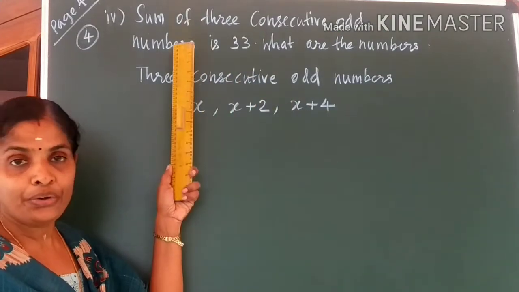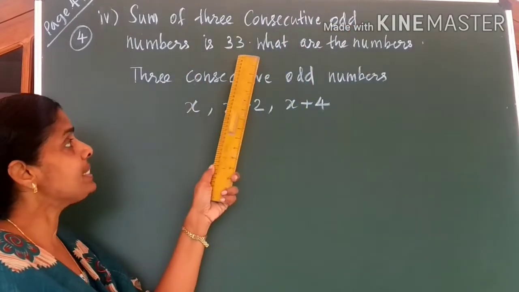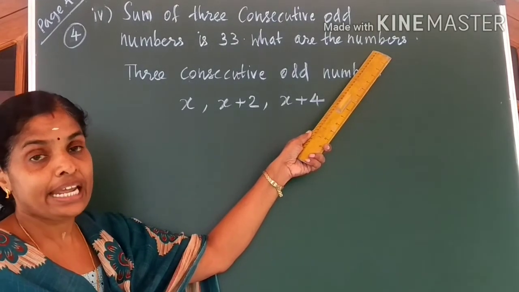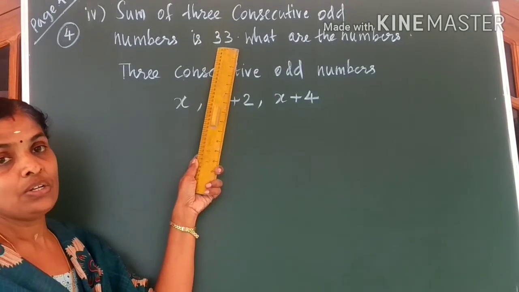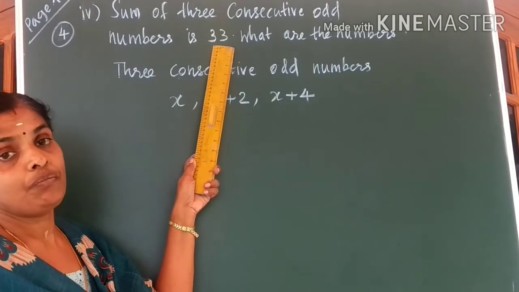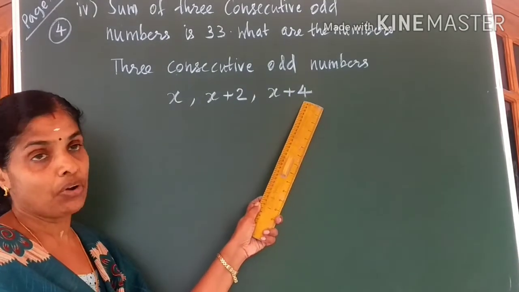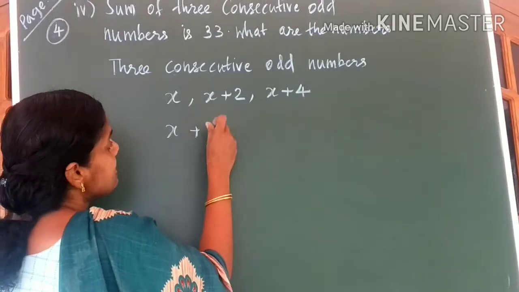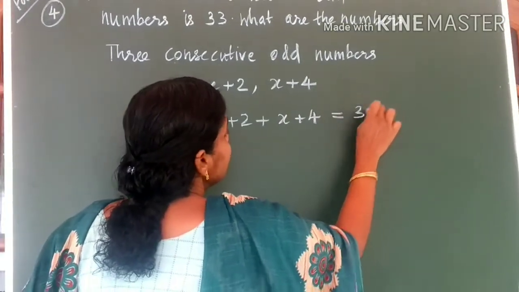Come to the fourth part of the question. Sum of 3 consecutive odd numbers is 33. What are the numbers? We know by adding 3 odd numbers you will always get an odd number. We got 33. How do you take the 3 odd numbers? We take in the same way we took even numbers. So the numbers are x, x plus 2, x plus 4. By adding all this you get 33. So I can write x plus x plus 2 plus x plus 4 is equal to 33.